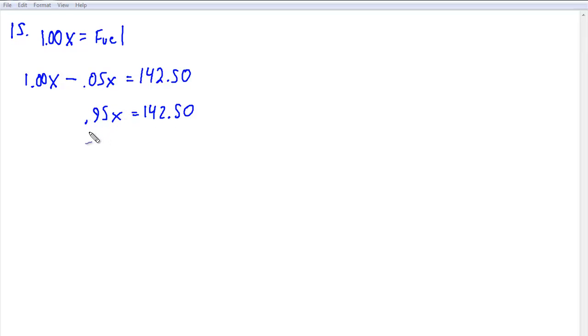So what we're going to do is divide by the 95%, and x is then going to give me your final answer, which is how much they would have had to pay if they didn't get the 5% discount. And that's done on a graphing calculator, $142.50 divided by 0.95 or 95%, and they would have paid 150 bucks.